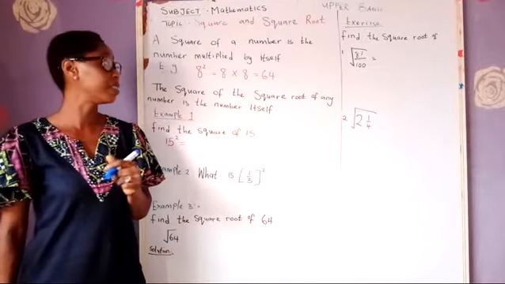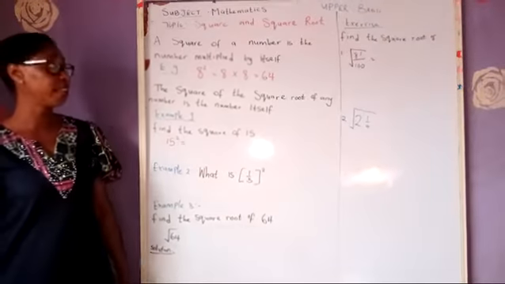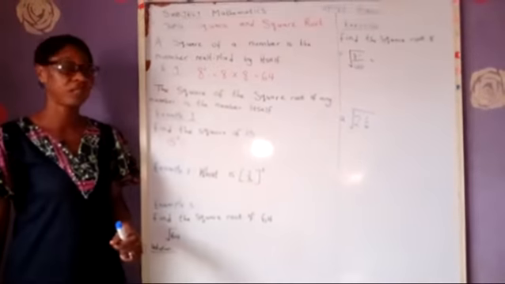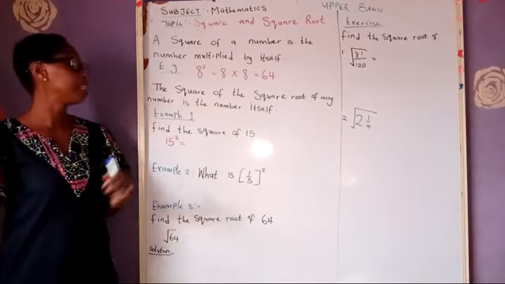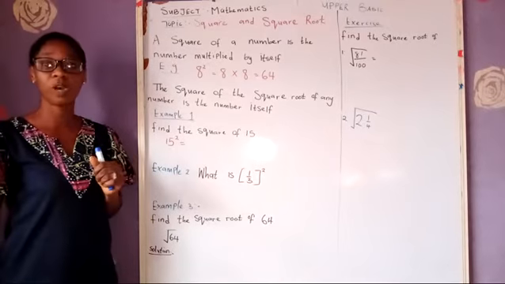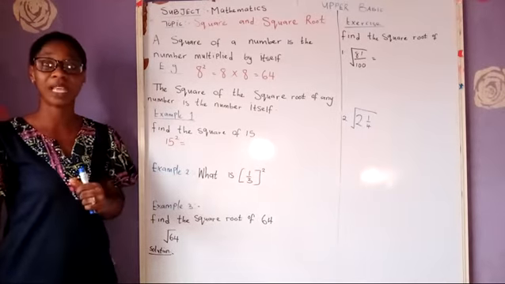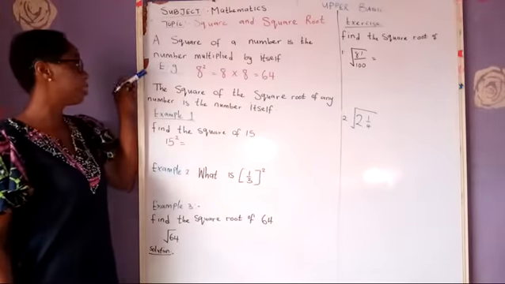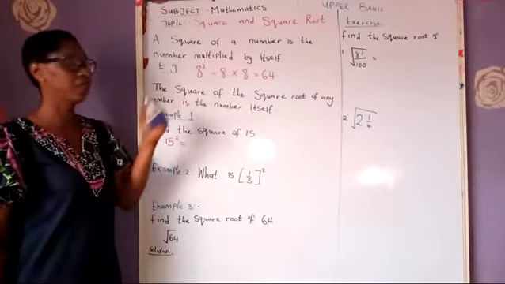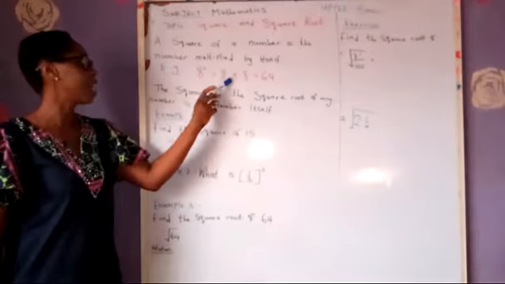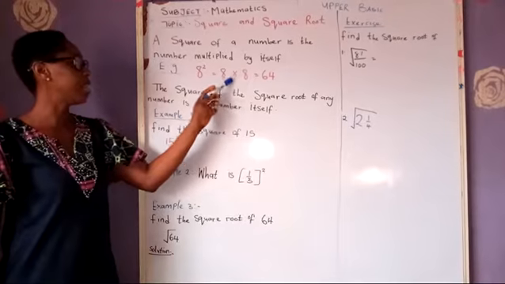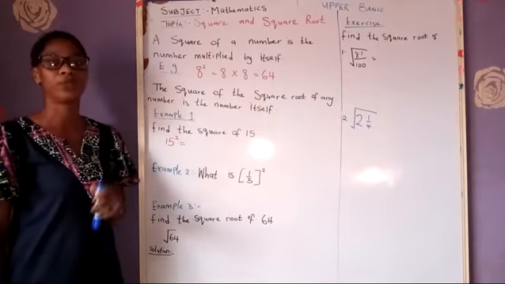Mathematics, Upper Basic. The topic for us today is square and square root. What is the square? A square of a number is the number multiplied by itself. Take for example, 8 square, that is 8 times 8 equals 64.